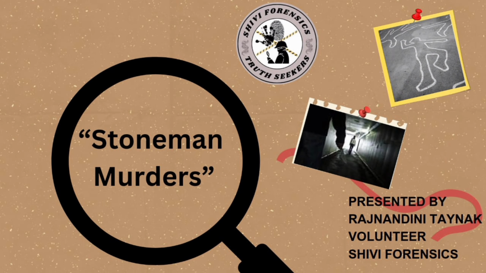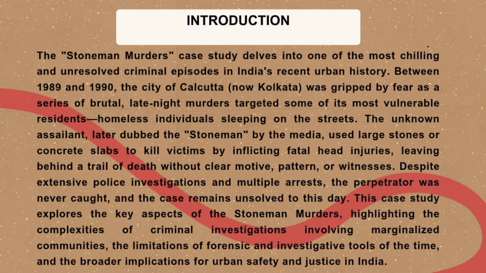Today we are discussing the case of the Stoneman murders. Let's start with the introduction. The Stoneman murders were a series of brutal killings that took place in Kolkata, India between 1989 and 1990. In this case, an unknown person called the Stoneman targeted homeless people sleeping on the streets, killing them with a heavy stone.